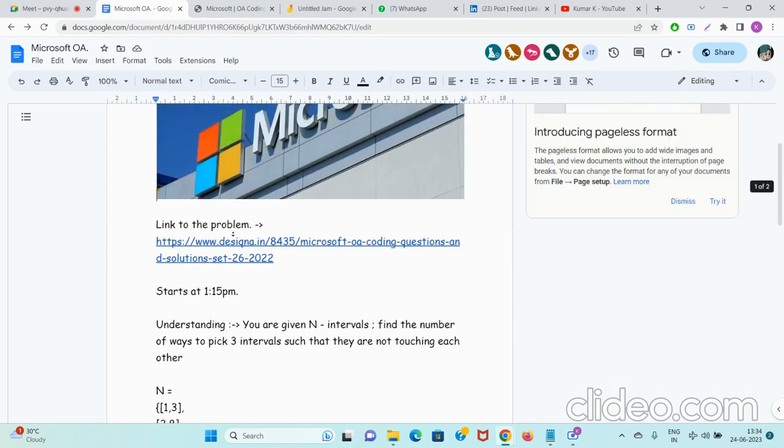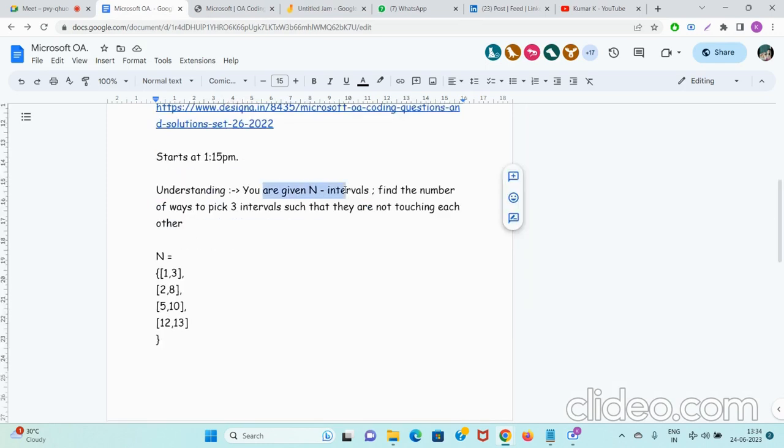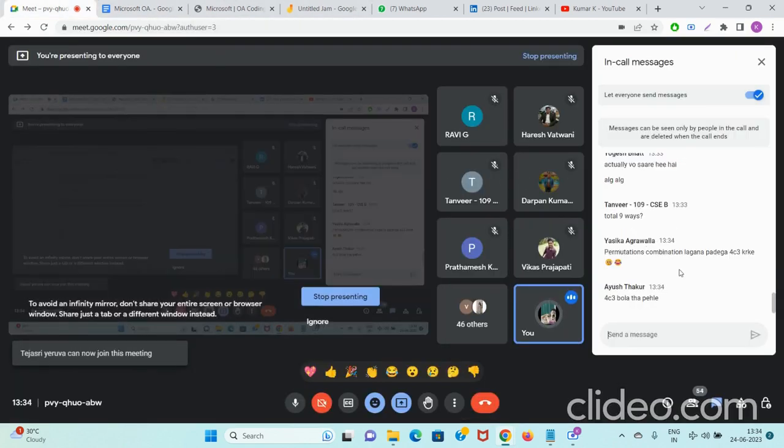Now, does everyone understand what the question was saying? The question is saying that we are giving you n intervals. Find the number of ways to pick 3 intervals, triplets, such that they are not intersecting and not touching each other, okay?